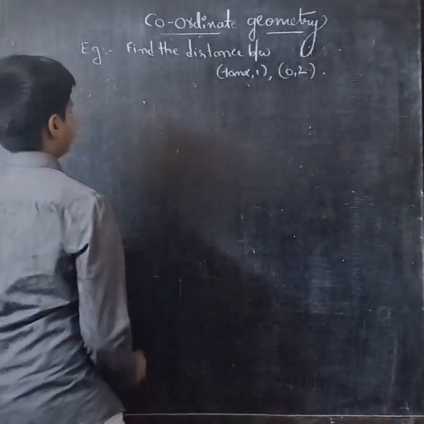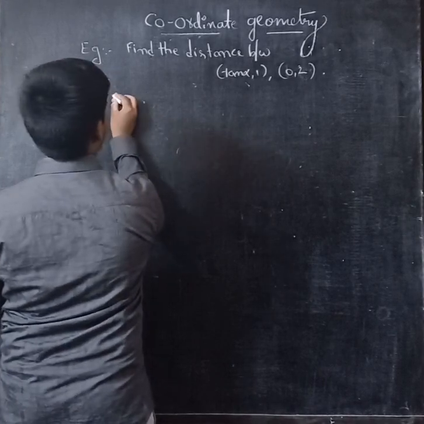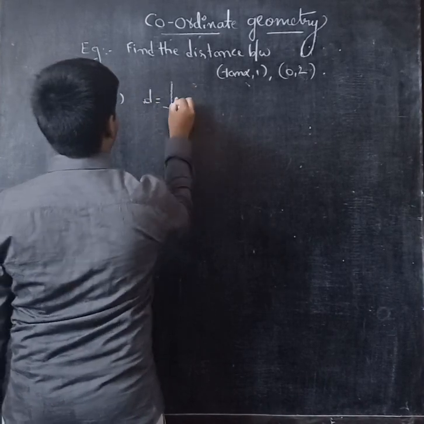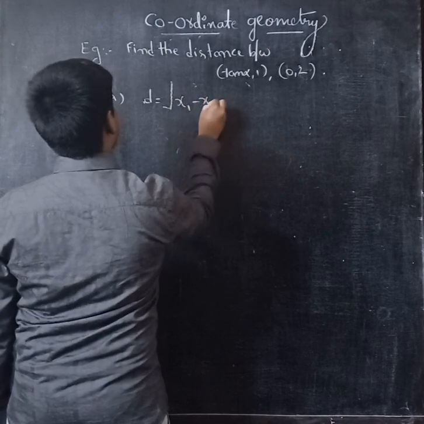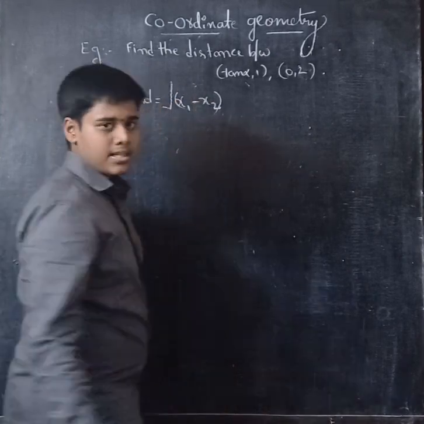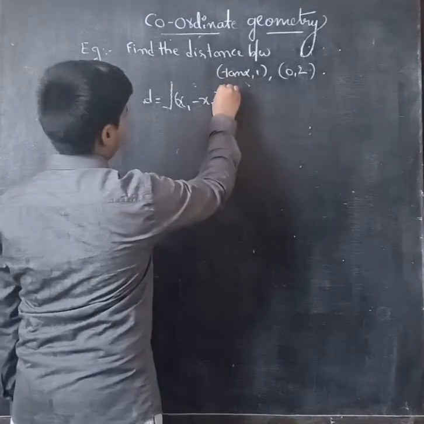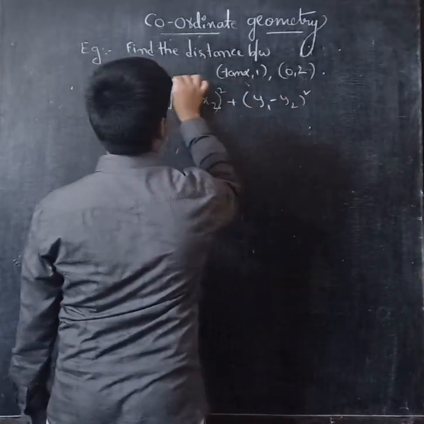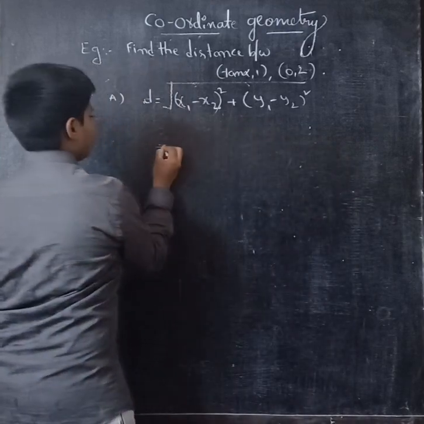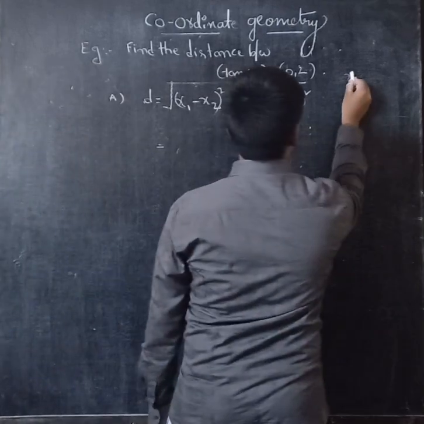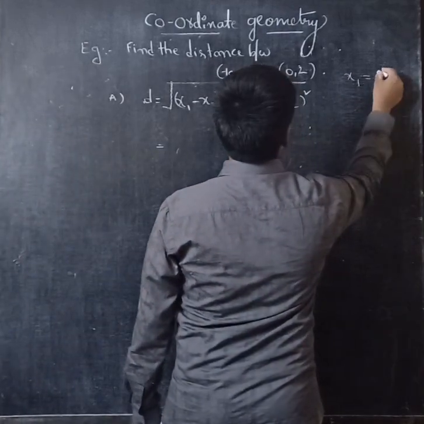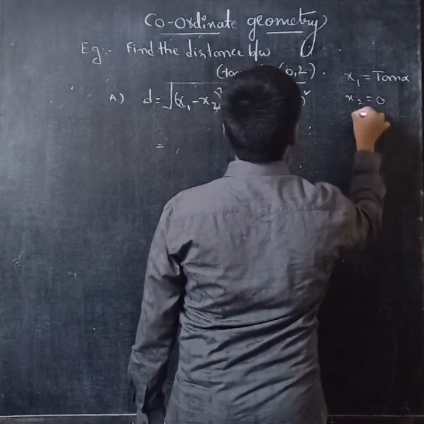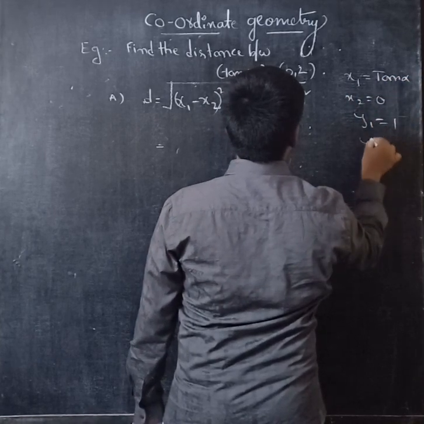How to find it? The distance formula is the root of (x1 minus x2) whole square plus (y1 minus y2) whole square. Here x2 minus x1 or x1 minus x2, both are the same. Here the x1 value is tan alpha, the x2 value is 0, the y1 value is 1, and the y2 value is 2.